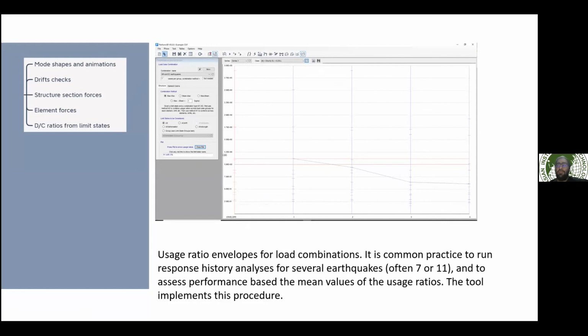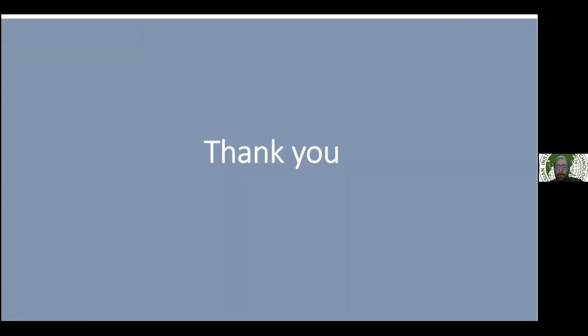Another option that you also have is that you can combine your DC ratios from multiple analyses. Say, for example, you want to run 7 time histories, and all of the 7 time histories have been run on the same computer. Then you can use the combination option in PERFORM, where it will combine the DC ratios of multiple analyses for you and give you a combined result. The combination can be of different types. They have different options. Okay, so that's all from my side. Thank you, everyone.